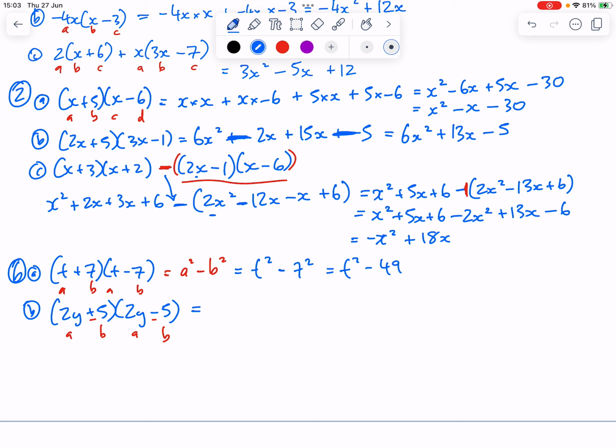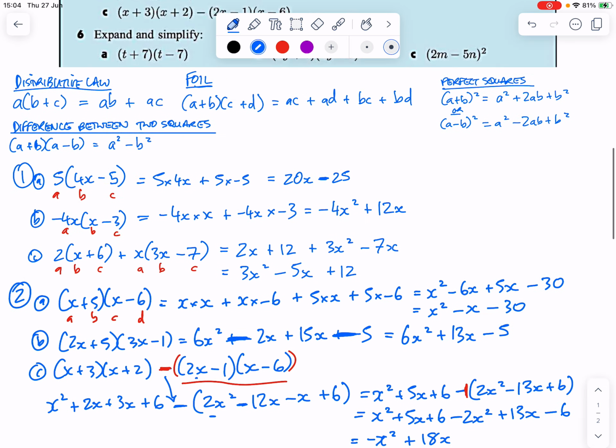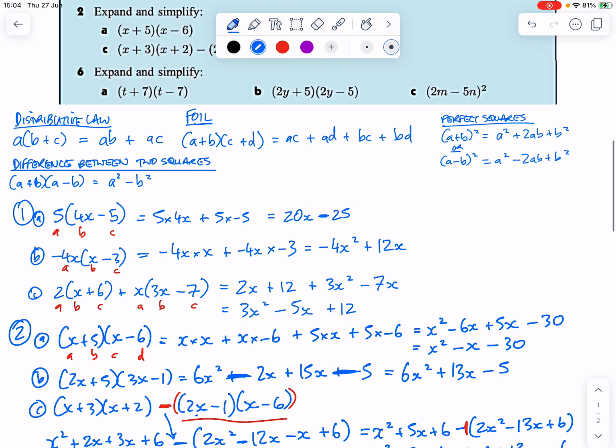So a squared is going to be 2y all squared. Why do I put the brackets? Because it's complicated. You've got the 2 and the y there, so you need to group it to make sure that you square both the 2 and the y. Take away b, which is 5 squared. So now I can square the 2y. 2 times 2 is 4. Y times y is y squared. Take 5 squared is 25. All done.